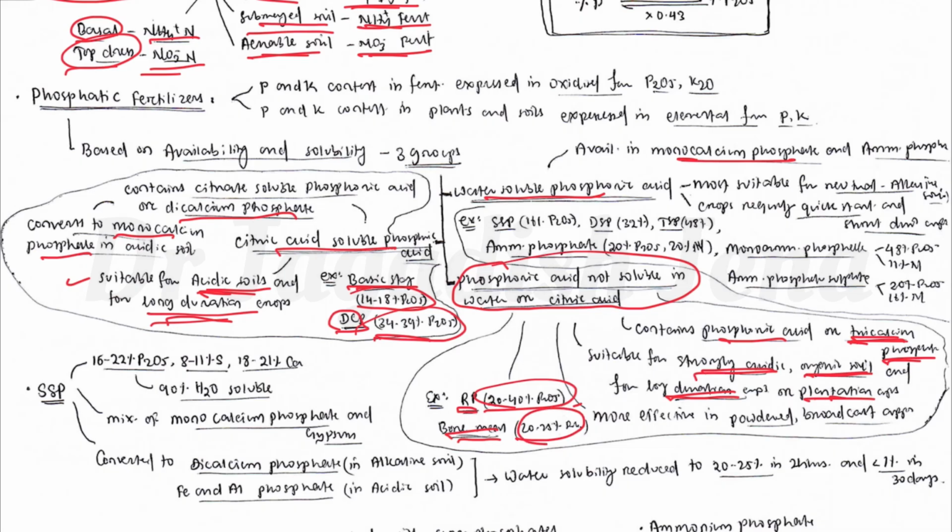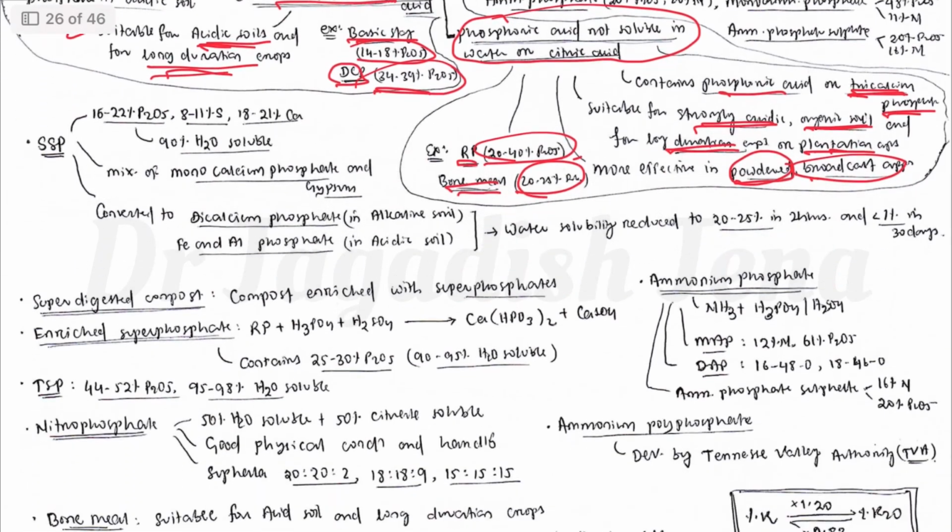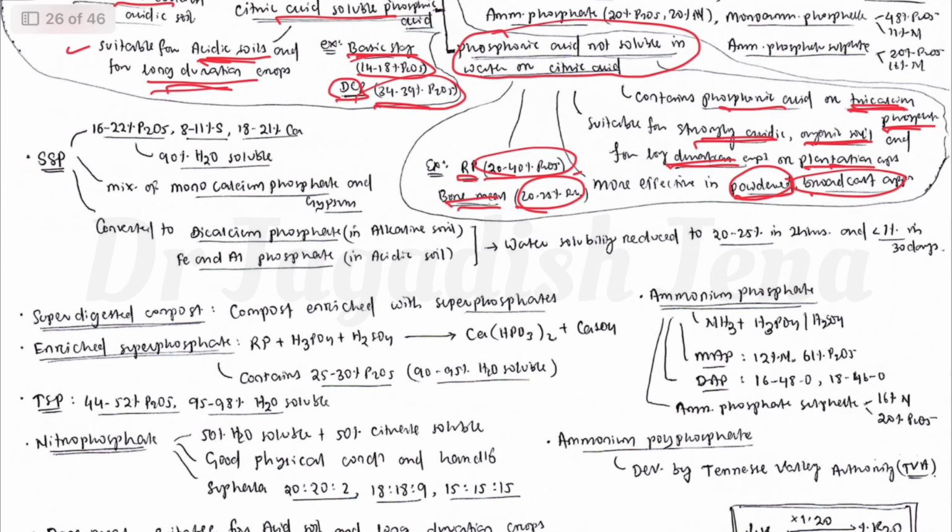They are mostly efficient when applied in powdered form and by broadcast application, because here the rate of reaction depends on its availability and its reaction from insoluble form to soluble form. So they are most effective in powdered form and when broadcast in the soil, not band placement. Then let's discuss different major phosphatic fertilizers and their characteristics.